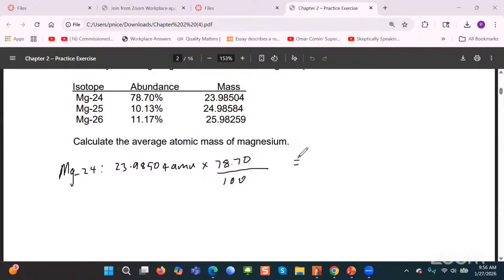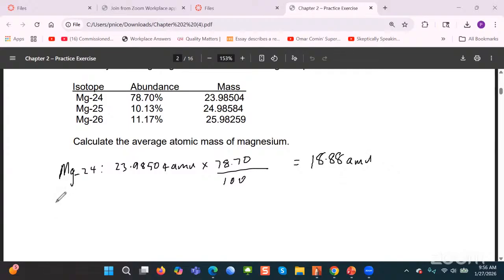So let's do that calculation, times 23.98504. According to my calculation, now you have to round off to the correct number of sig figs. In this case, this works out to be 18.88. If you think I've made an error, please let me know. But this is what I got in the case of magnesium 24.